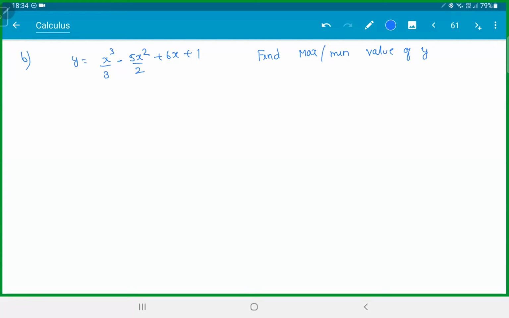Differentiate equal to 0. You'll get 2 and 3. Double differentiate, then put 2 and 3. See who is giving negative, who is giving positive. I don't care exactly what number that is. I just want whether it is positive or negative. And then put it back in that.